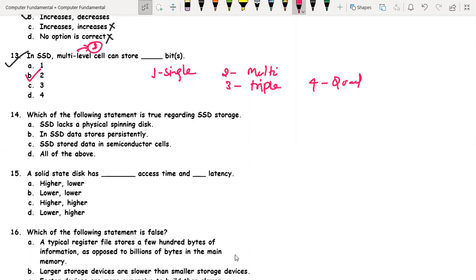Question number 14. Which of the following statements regarding SSD storage is true? D, all of the above. So no spinning disk exists inside the SSD. SSD data persists, that is also true. SSD stores data in semiconductor cells, that is true. So the correct option is D.